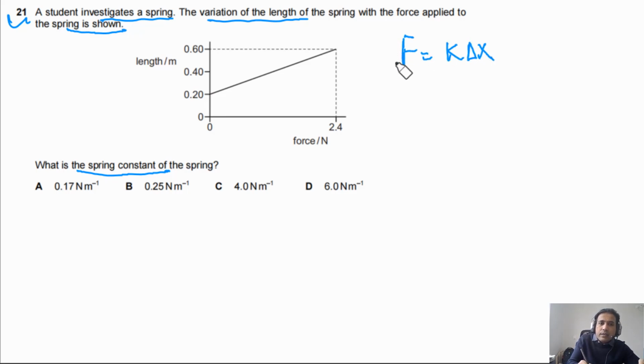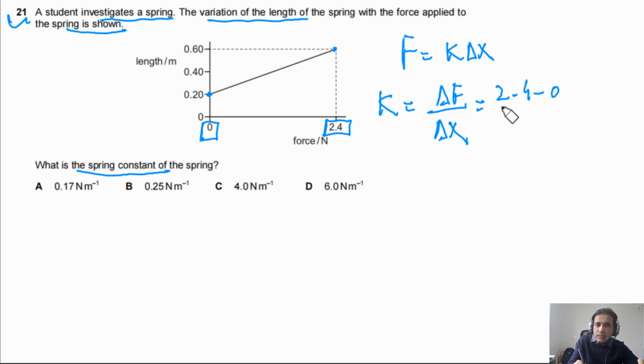So in this case, k will be equal to delta F divided by delta x, which means the gradient of this curve. We can take two points and simply plug in values. The maximum value of the force is 2.4 and the minimum value is 0, so we can say this is 2.4 minus 0, divided by the change in length. We have the minimum and maximum values of length, so this is the extension. That will be 0.60 minus 0.20. So the answer should be 6.0 newtons per meter. So the answer for this question is D.